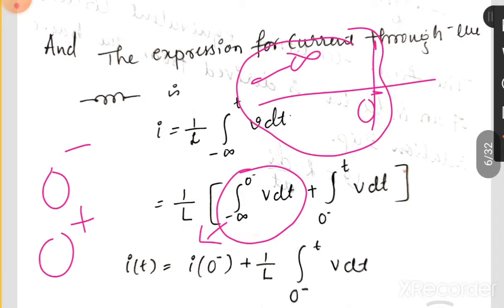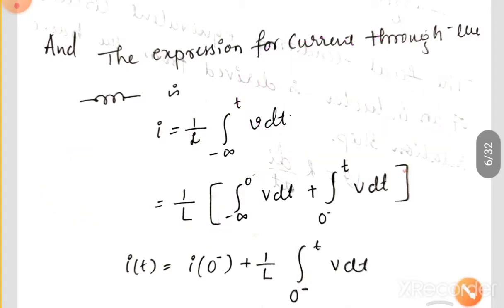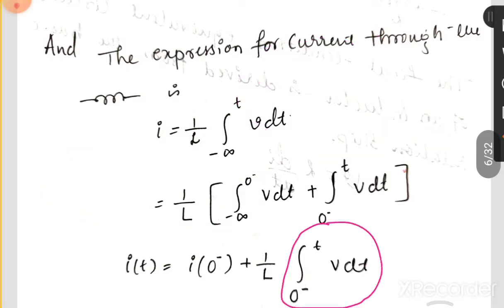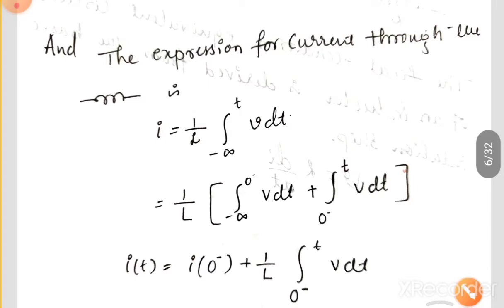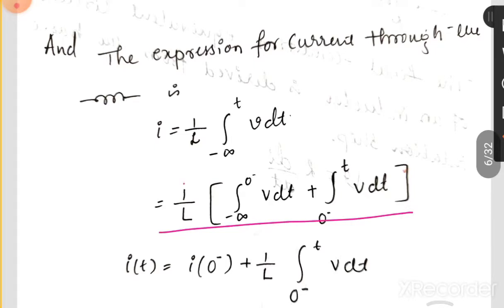We'll explain what you mean by 0 minus and what you mean by 0 plus. So here I said minus infinity to 0 and 0 to t. So here we'll take minus infinity to 0 minus and 0 minus to t. Now from 0 to t, v dt we are going to consider. In this equation, when you have expanded this, 1 by L into the integral from minus infinity to 0 minus of v dt, plus 1 by L times the integral from 0 to t of v dt.